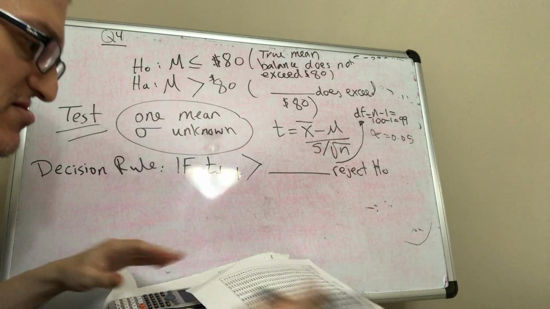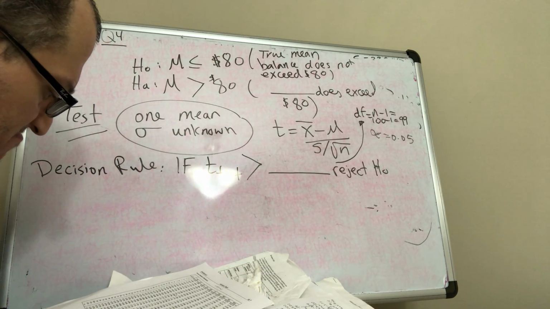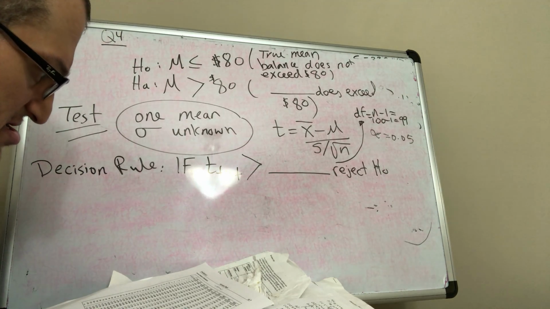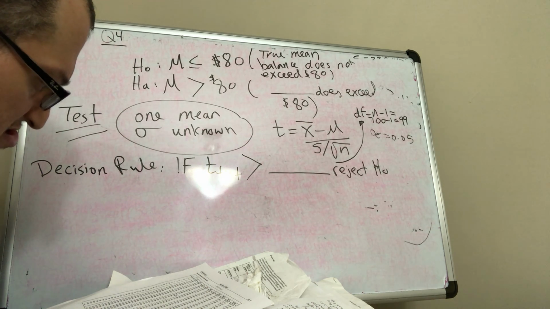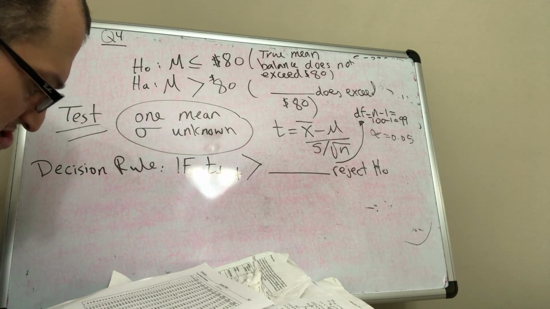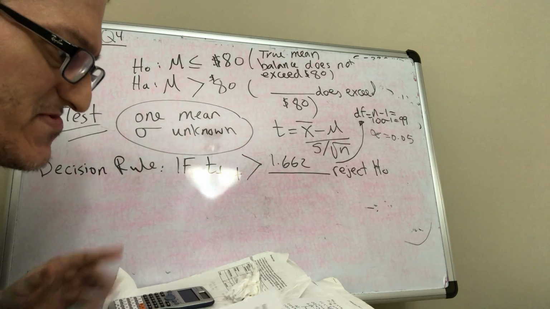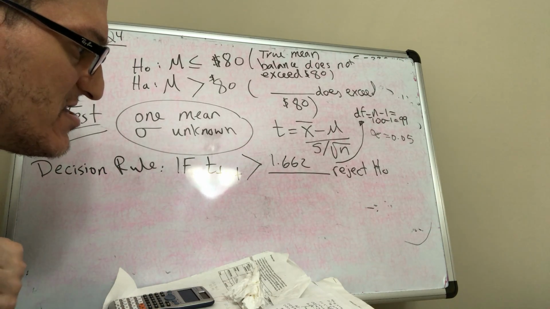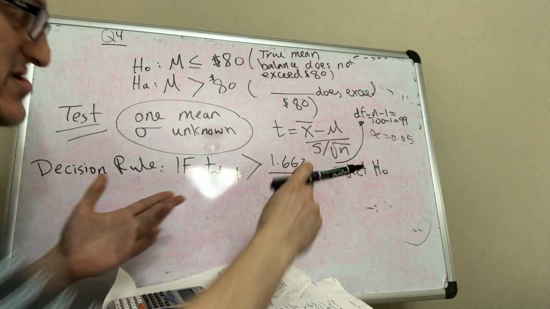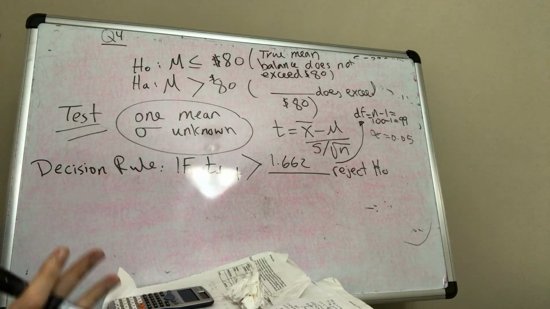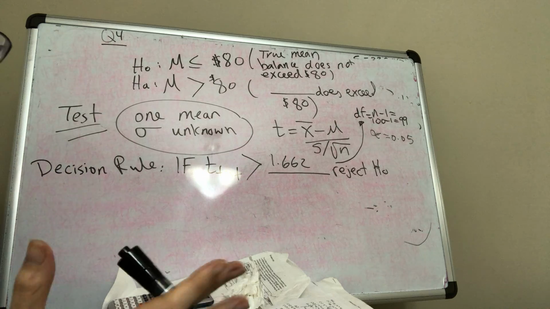You go to the table. Now, most tables won't have the degrees of freedom 99. Mine has the closest to 99, which is 90. It's about 1.662. Yours could be a little bit different, but it's about 1.662, or 1.661, around that area. Now, after this, we actually do the calculations.